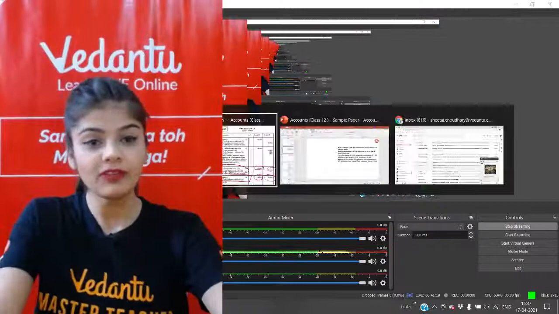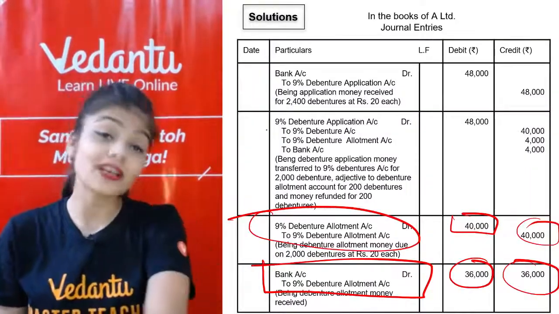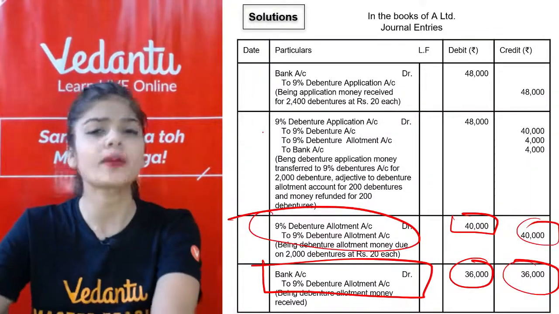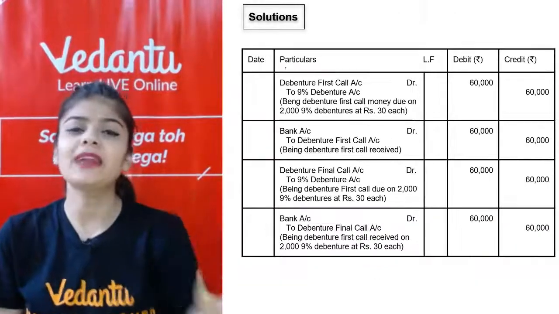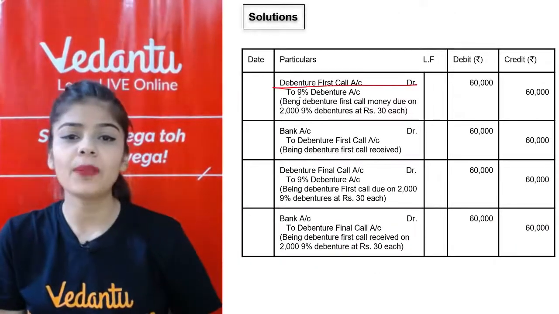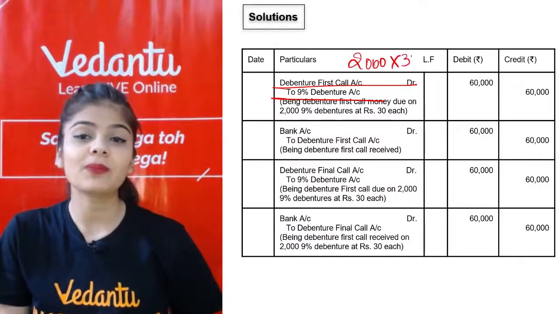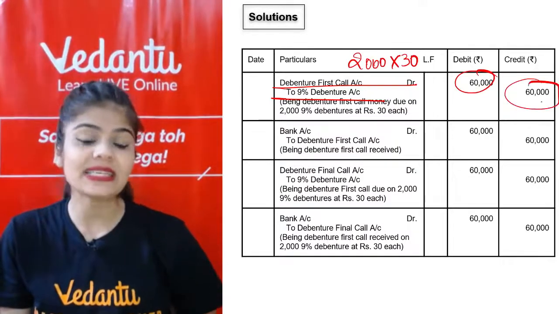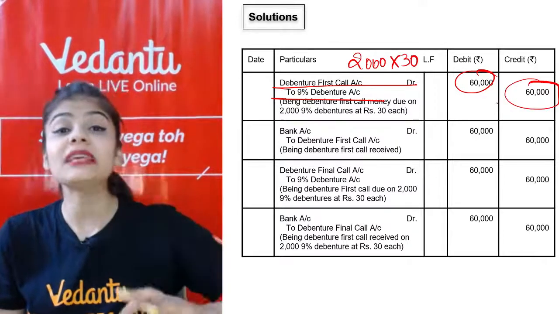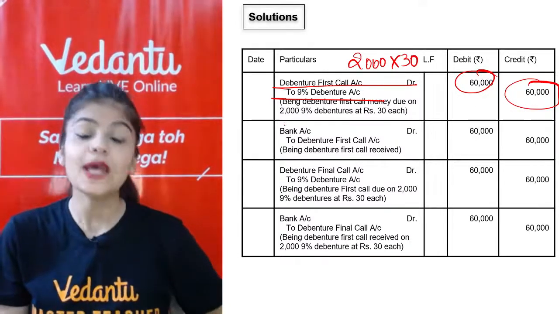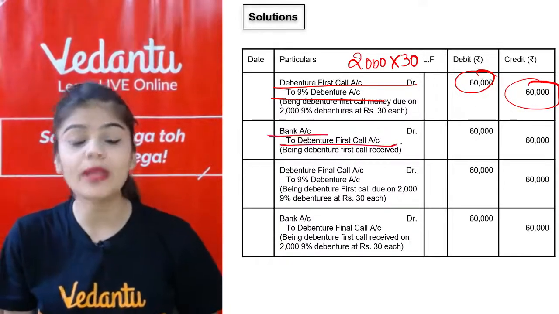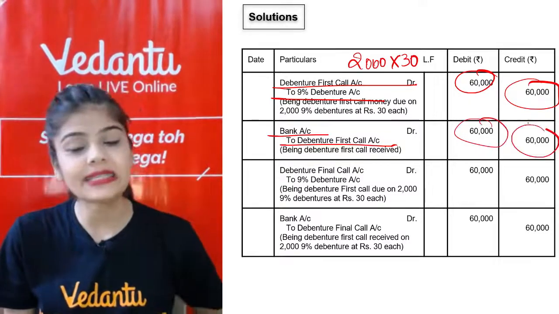After allotment, we will pass the journal entry for first call, which will be a normal journal entry. Debenture first call account debit to percentage debenture. 2,000 debentures multiplied by 30, it will be 60,000. Then you will receive full first call money. So bank account debit to debenture first call 60,000.